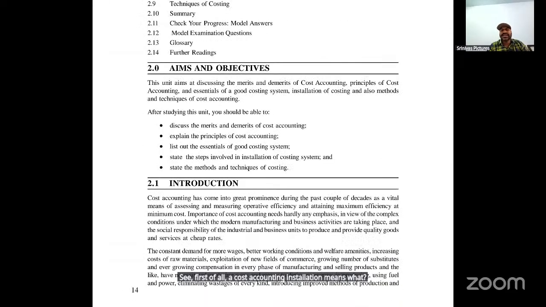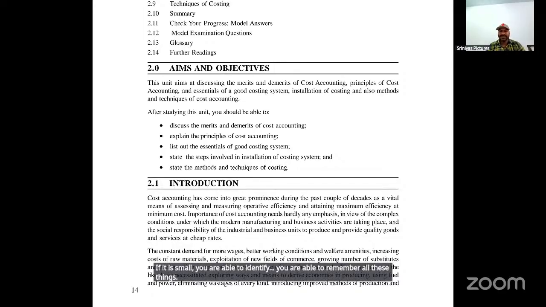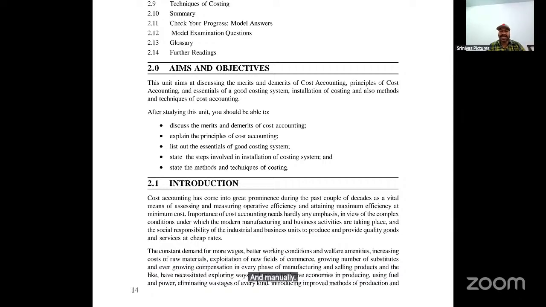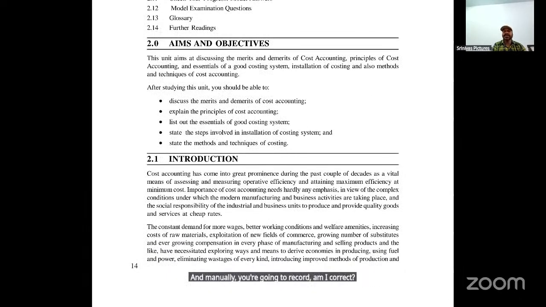Importance means what? If you are running one manufacturing unit or one factory, and if it is small, you are able to remember all these things and manually you are going to record. Am I correct? Yes, sir.